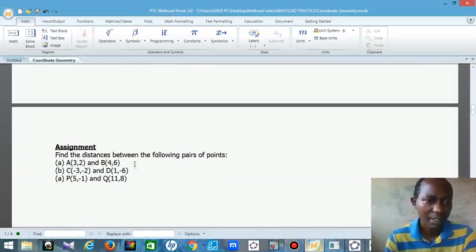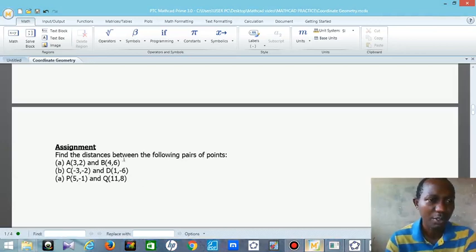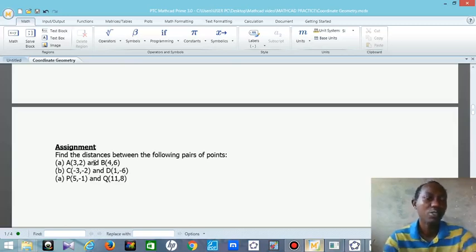In our next class, we are going to solve more word questions. But before we do that, we still need to cover other aspects, like the midpoint between 2 points, gradient, and the rest. So in our next class, we shall look at the midpoint between 2 points.